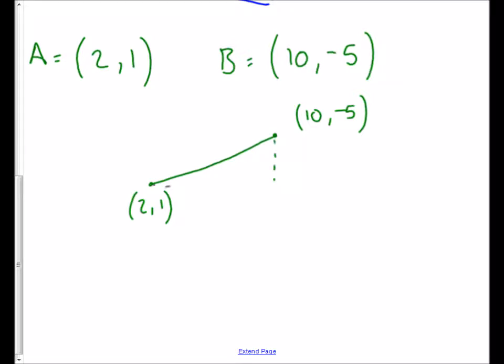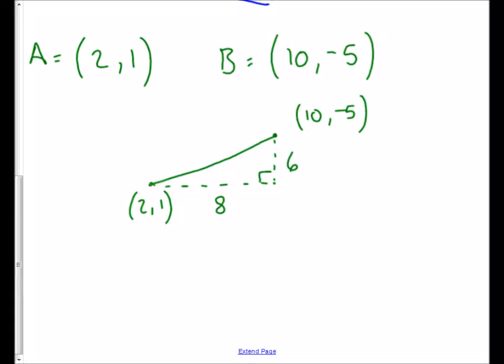But it only has to be a sketch. It doesn't have to be to scale. Here I've got my right angled triangle, which we're going to use Pythagoras on. How far am I going across in my x-axis? Well, I'm going from 2 up to 10, so I'm going across 8. And how far am I going on my y-axis? Well, I'm starting at 1, I'm going down to minus 5, so I'm going down 6.